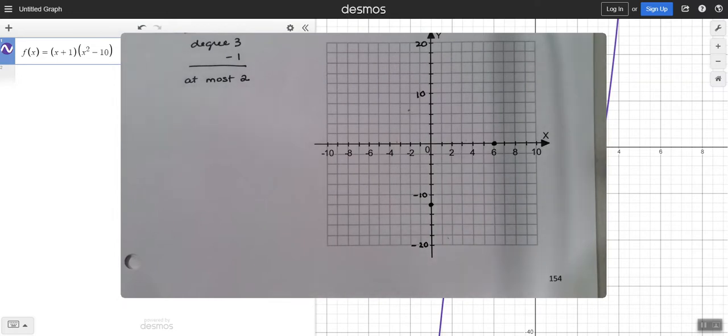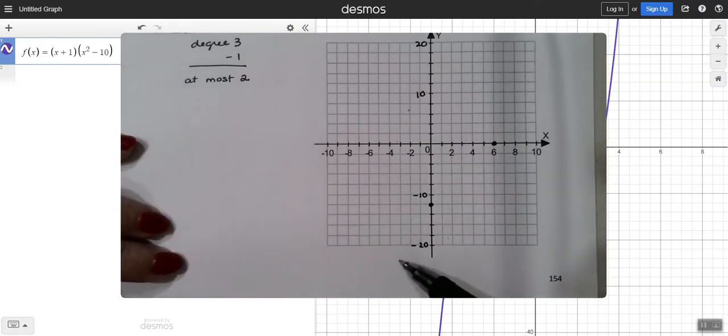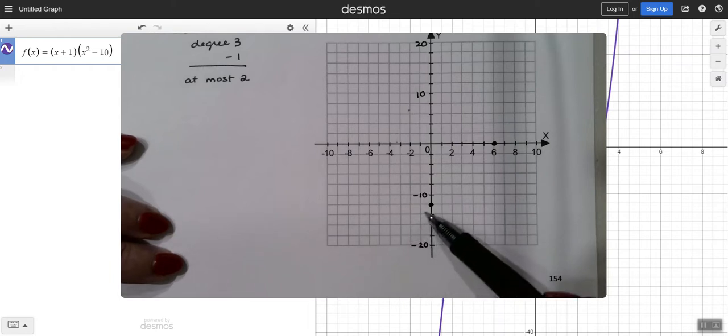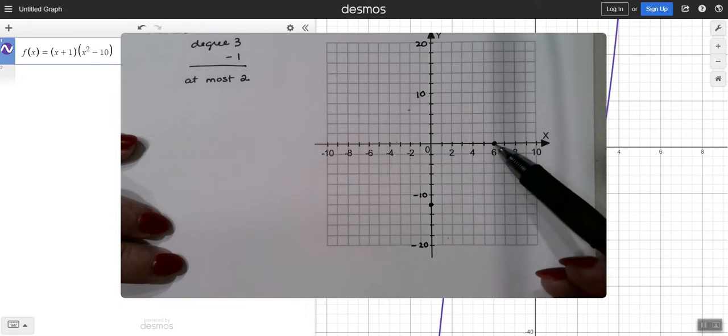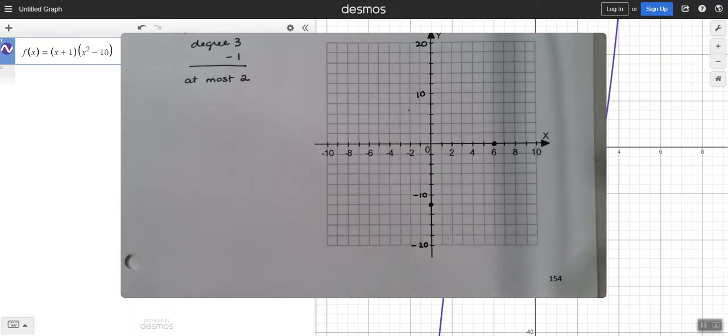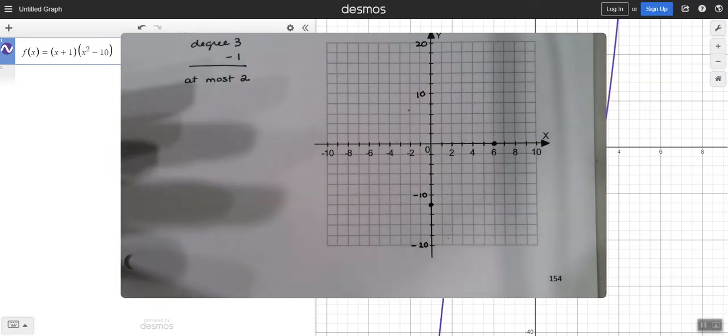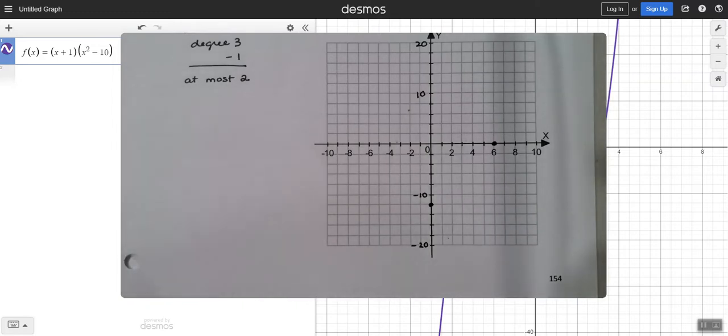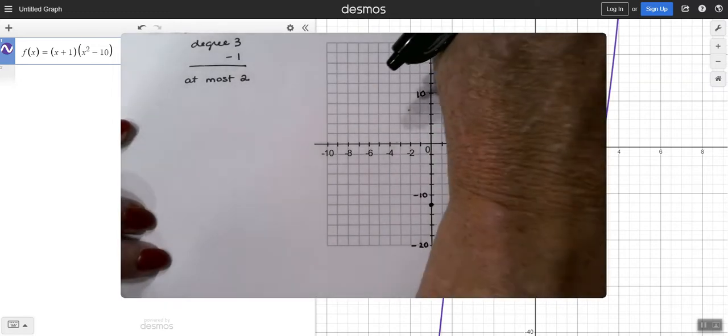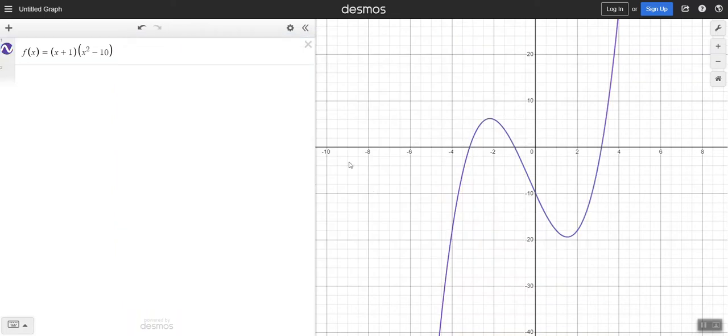This one might be a little bit harder to predict. We know for sure we start down to the left, and we have to go up through the y-intercept, and eventually we have to come up through the x-intercept at 6, but we don't have any other information by hand other than that. So this one we're going to have to rely a bit more on our technology.